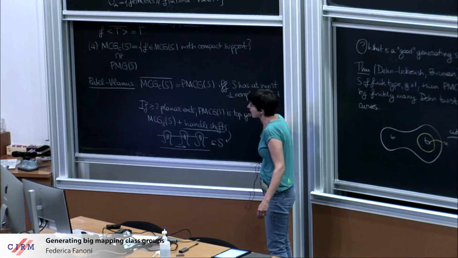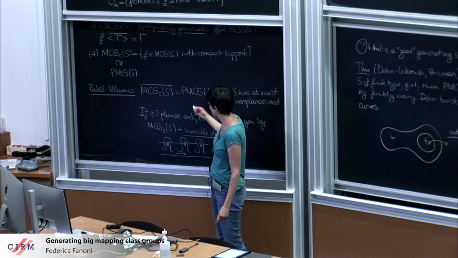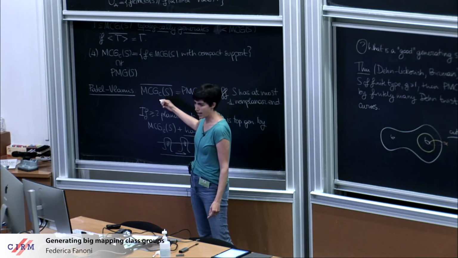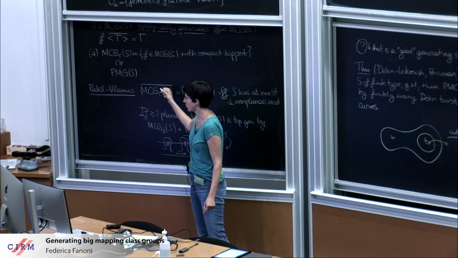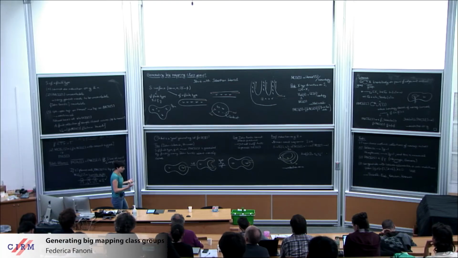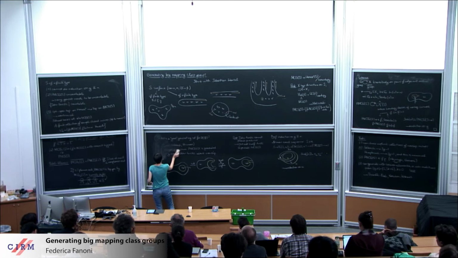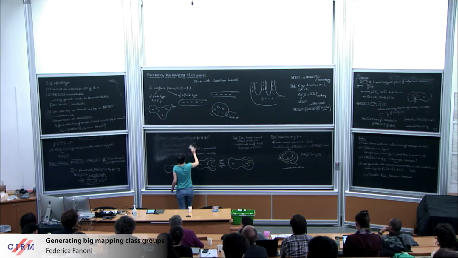So this is actually pretty good. This allows me to say that topologically I can generate this with handle shifts and Dehn twists, because Dehn twists are going to generate the compactly supported elements. But I would like to do something with algebraic generation. And so here's a candidate set of generators.